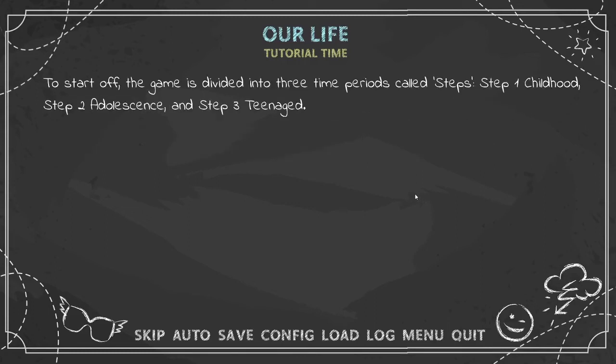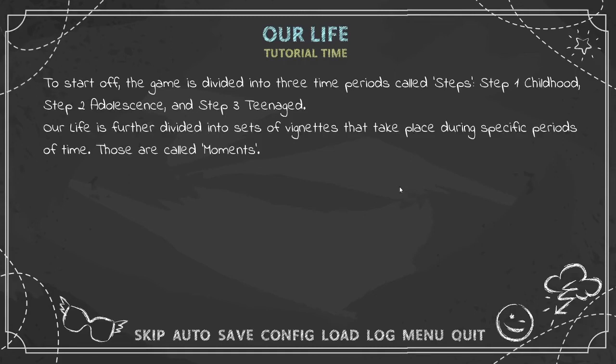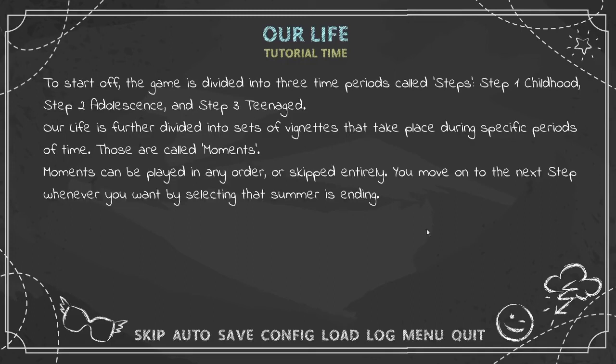To start off, the game is divided into 3 time periods called steps. Step 1, childhood. Step 2, adolescence. And Step 3, teenaged. Our life is further divided into sets of vignettes that take place during specific periods of time. Those are called moments. Moments can be played in any order or skipped entirely. You move on to the next step whenever you want by selecting that summer is ending.